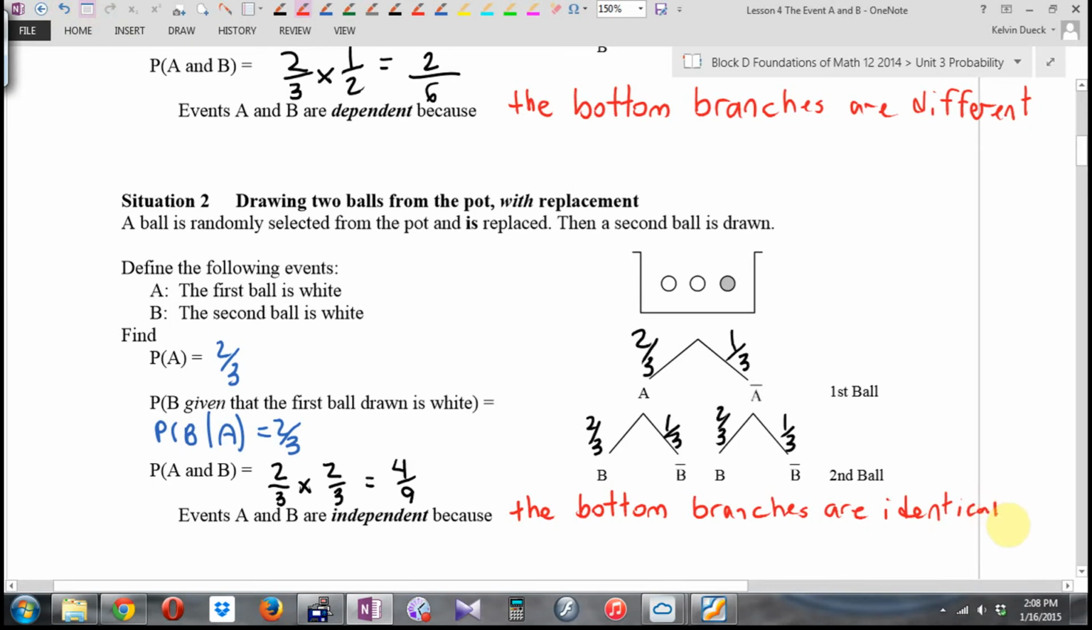Wait a minute, Mr. Dueck. One's a 2/3 and one's a 1/3. What I really mean is the bottom groups of branches are identical. It's a 2/3, 1/3, 2/3, 1/3. Okay? But I haven't figured out a short way to write that without going into long. Kids figure it out. That's not the mathematical definition. Okay?